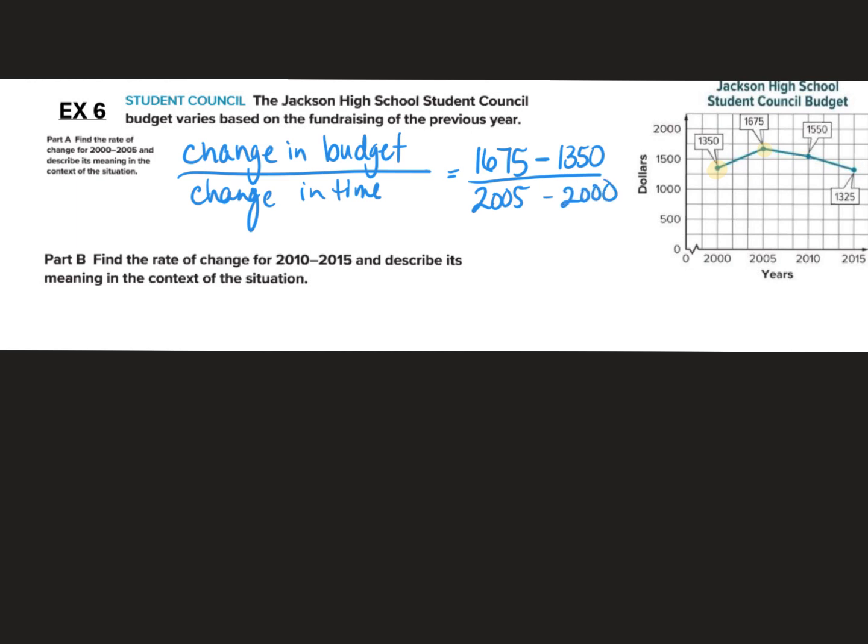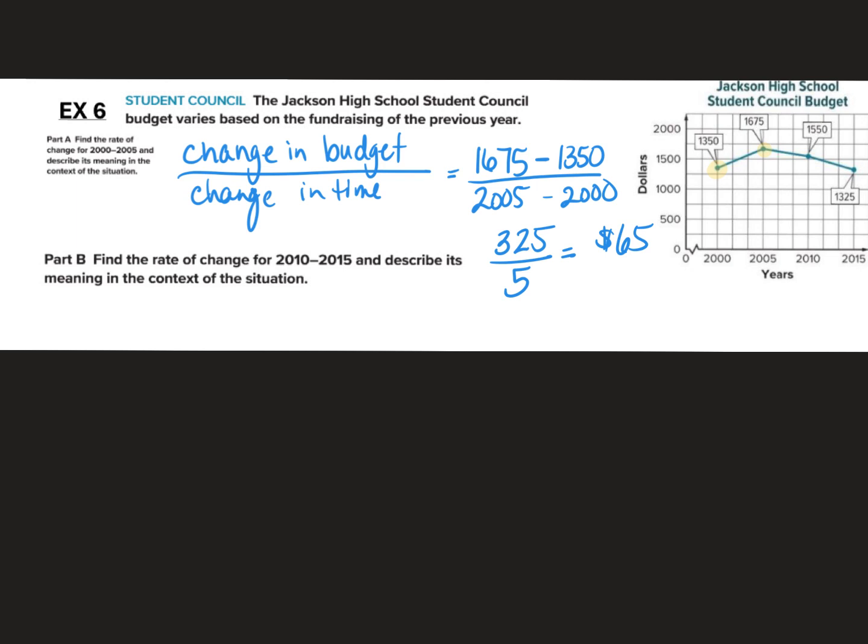325 is what you get when you do 1675 minus 1350. You get 325. And then the change in years is 5. And then when you divide that out, you will get $65 per year.